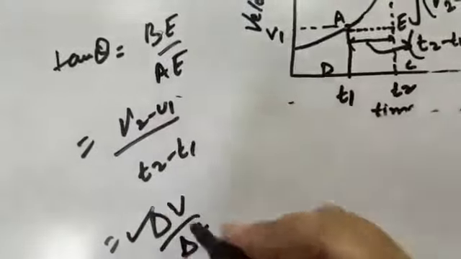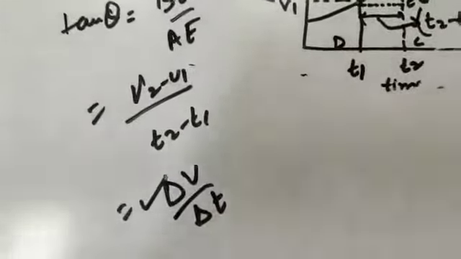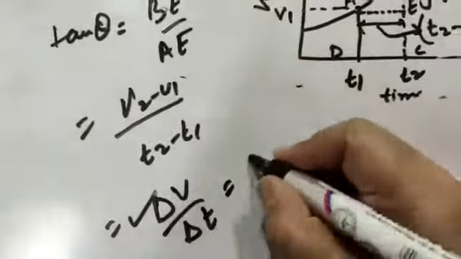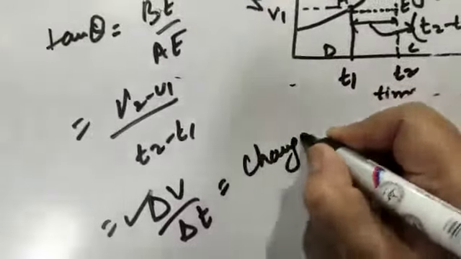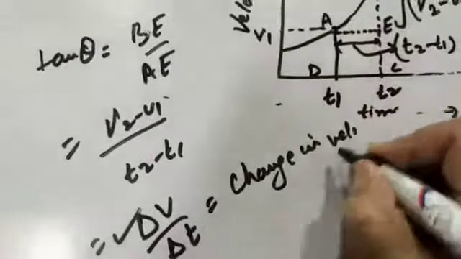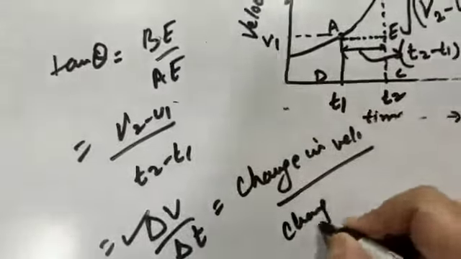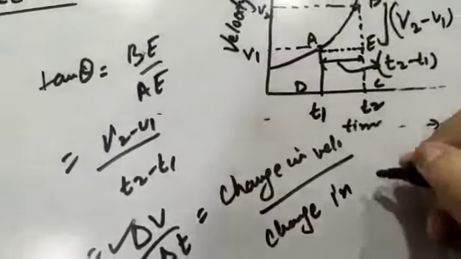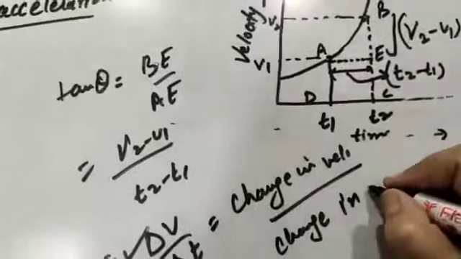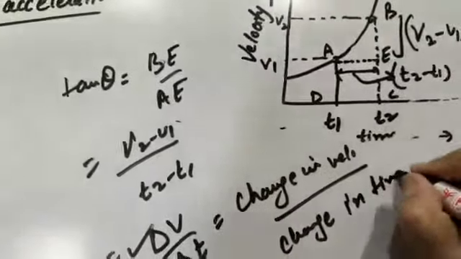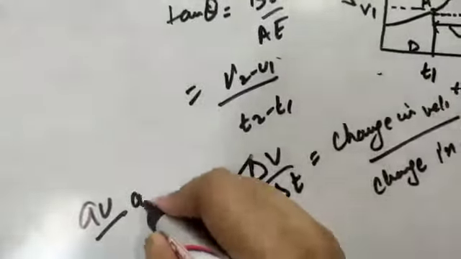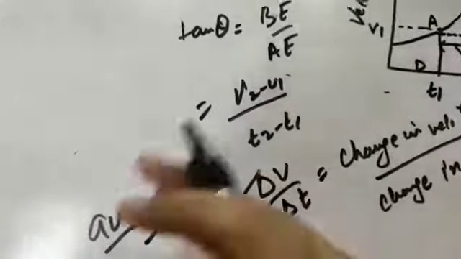Here delta basically shows the change in velocity, so we represent it as change in velocity upon change in time. It means in what particular time interval we are finding the change in velocity, that is our acceleration. Here we write time. So this is known as average acceleration. I hope this is clear.